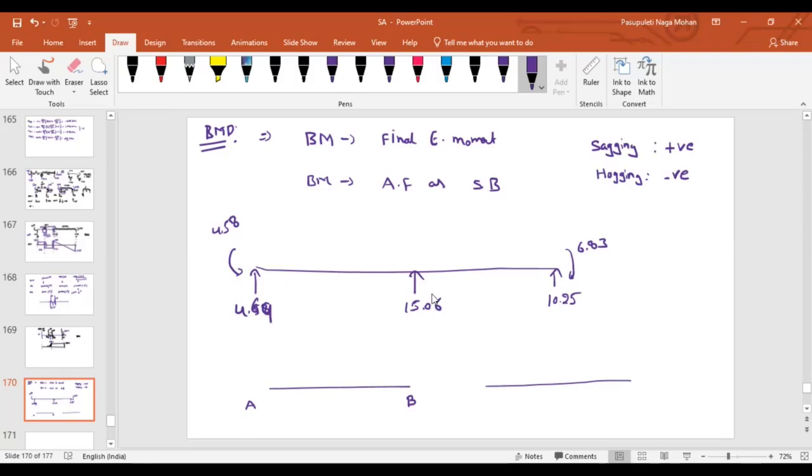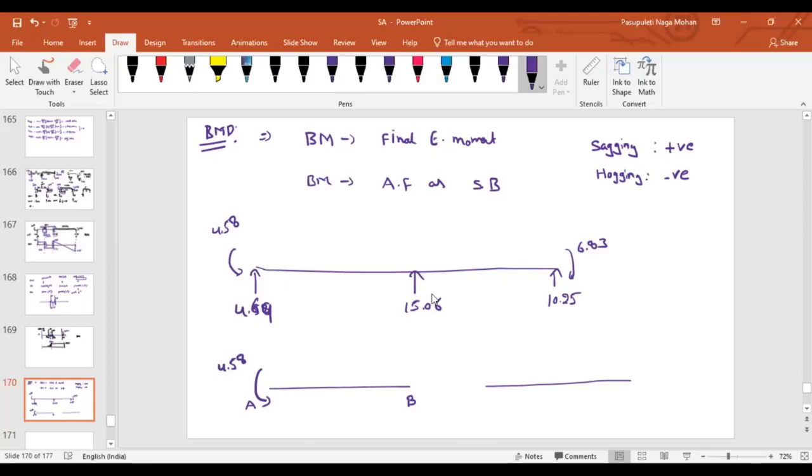Now, what is the final end moment at A? It is 4.58. Imagine that in your hand you are having a book. At left hand is your support A and at right hand your support B. At left hand A, try to apply the anti-clockwise moment. Can you imagine where you are getting tension and where you are getting compression?